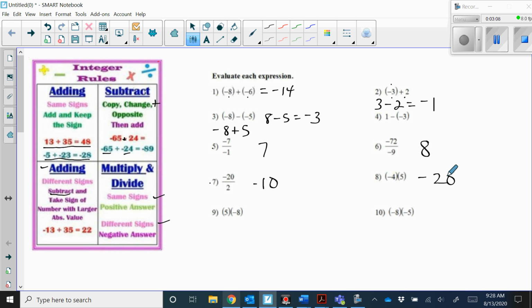Same with number 9, we have opposite signs, a positive and a negative. 8 times 5 is 40. Likewise on number 10, you have 8 times 5, which is 40. Since both signs are the same, your answer is going to be positive.